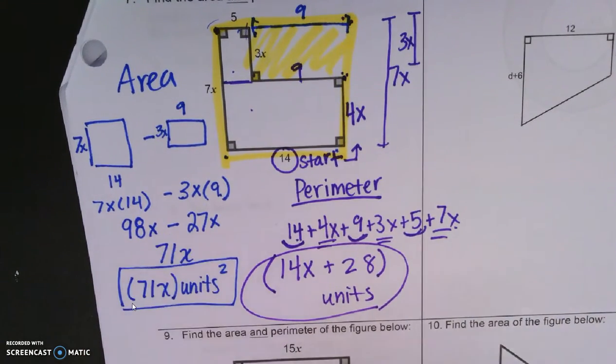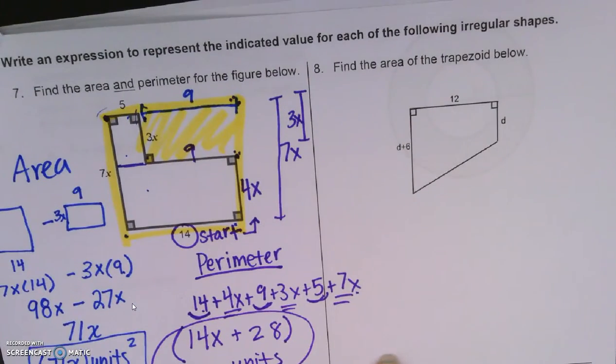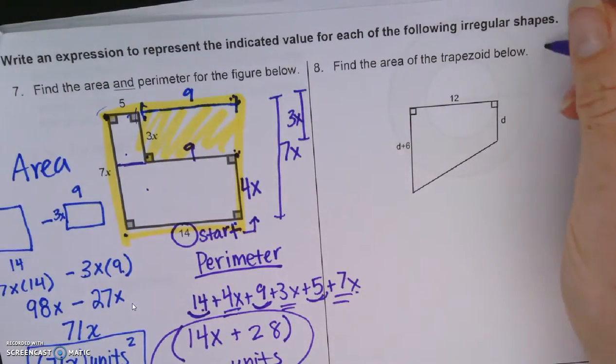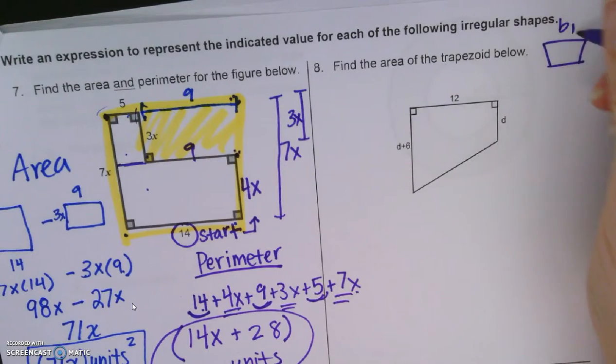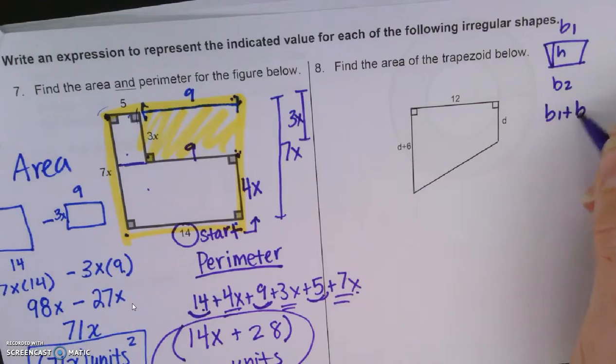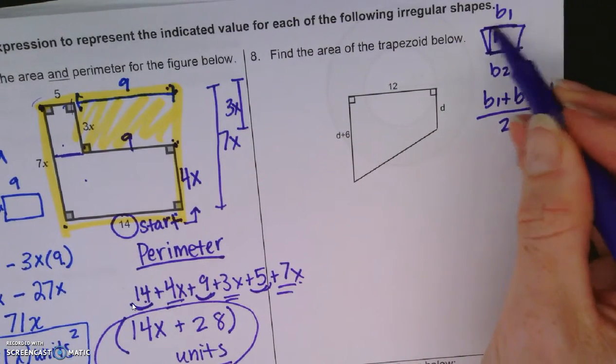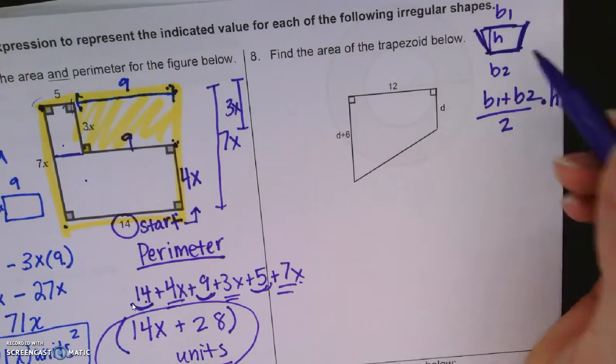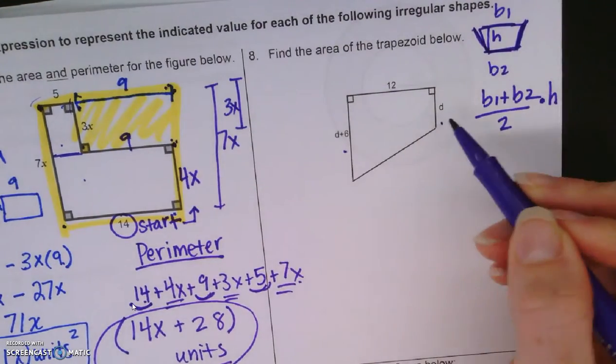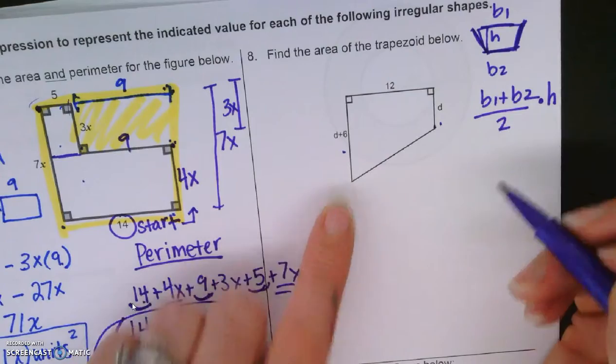Since we've done 7, let's move on to 8. Do you remember what the formula for the area of a trapezoid is? The area of a trapezoid is base 1 plus base 2 divided by 2 times the height. So in case we forgot what the area of a trapezoid is, let's take a look at this trapezoid. How do I remember which ones are my bases versus just my legs of my trapezoid? The bases are always the sides that are, you're right, parallel.